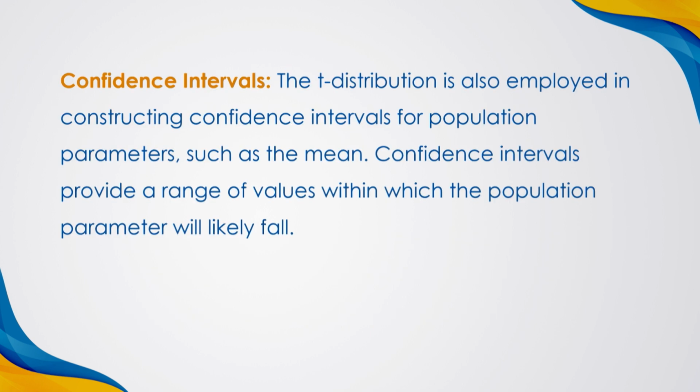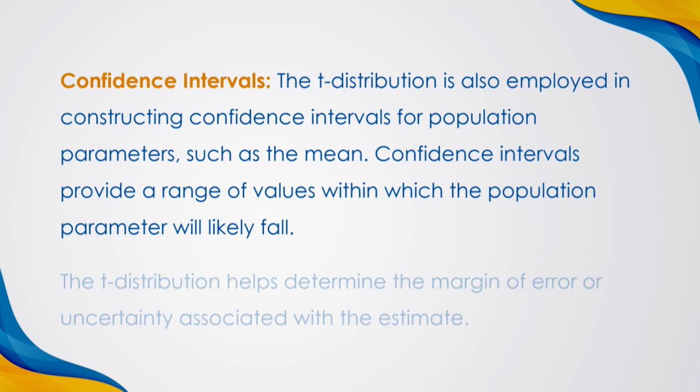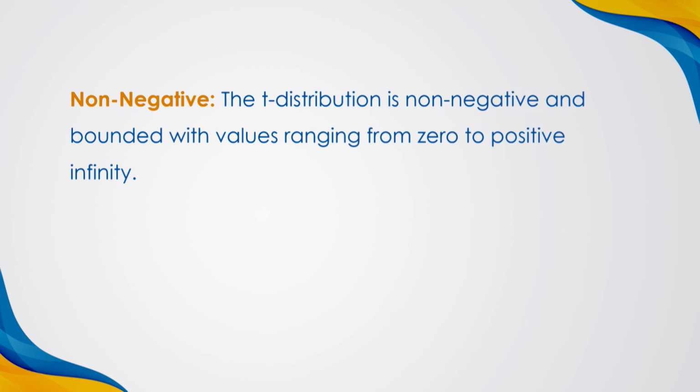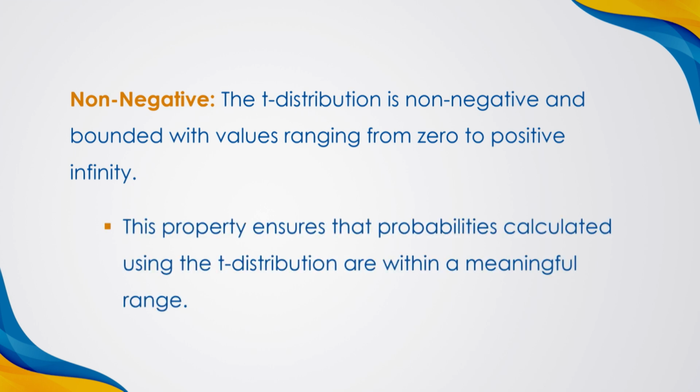Confidence intervals. The t distribution is also employed in constructing confidence intervals for population parameters such as the mean. The confidence interval provides a range of values within which the population parameter will likely fall. The t distribution helps determine the margin of error or uncertainty associated with the estimate. Non-negative property. The t distribution is non-negative and bounded, with values ranging from 0 to positive infinity. This property ensures that probabilities calculated using the t distribution are within a meaningful range.